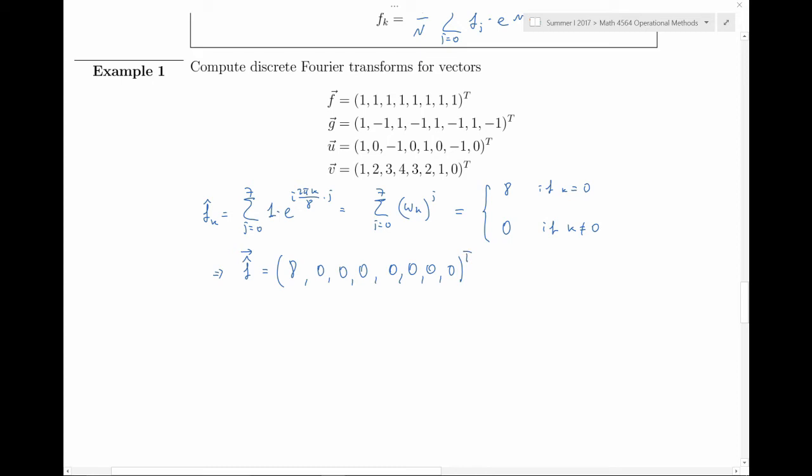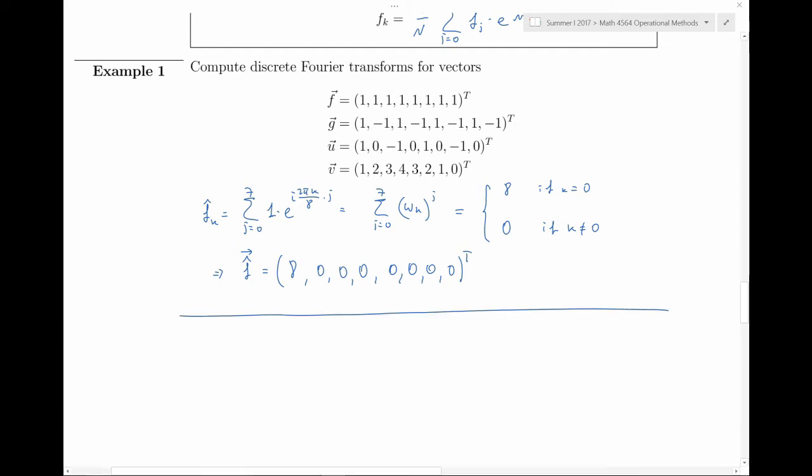How can we interpret this? Well, we can see that f is a signal that doesn't oscillate. The only frequency that's present in it is the 0 frequency. And my discrete Fourier transform verifies the fact that this function doesn't oscillate. The non-zero frequencies are not present in that signal. The other functions are a little bit more complicated to do by hand, so I'm going to switch to Mathematica and continue there.